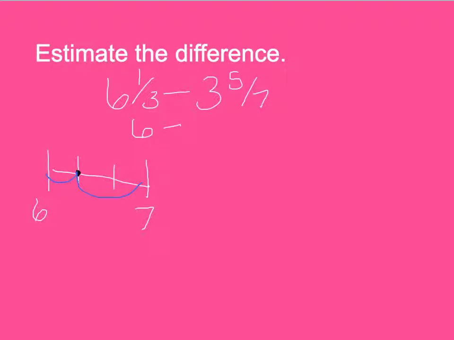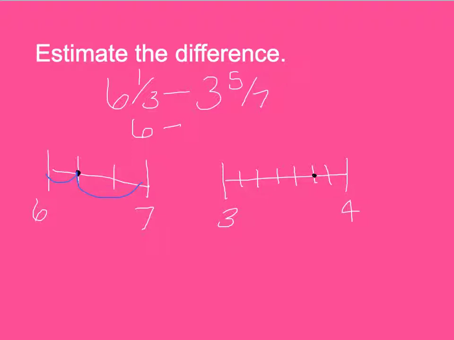Now we need to figure out if our 3 5/7 is going to round up to 4 or down to 3. So let's draw a number line here again. 1, 2, 3, 4, 5, 6, 7. Okay, so if I plot the numbers 3 and 5/7, I just count over 1, 2, 3, 4, 5/7 and plot my point right there.